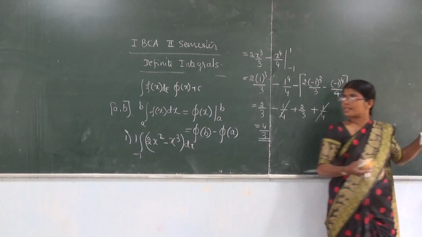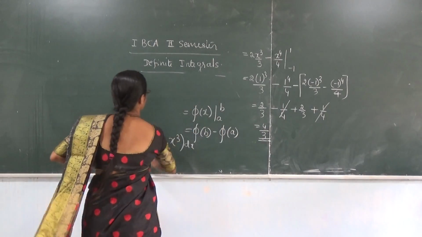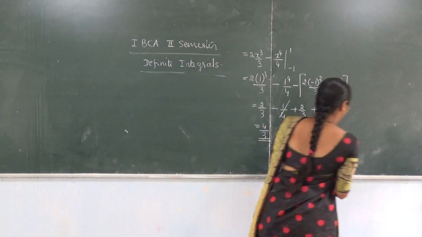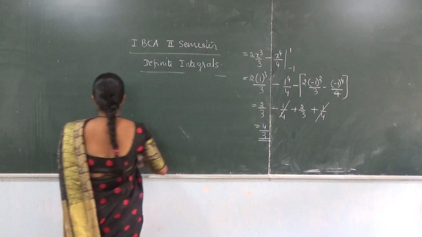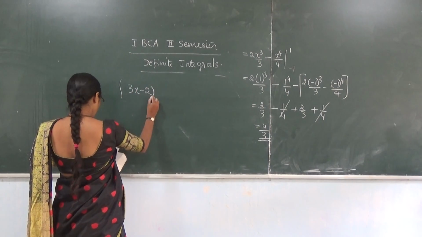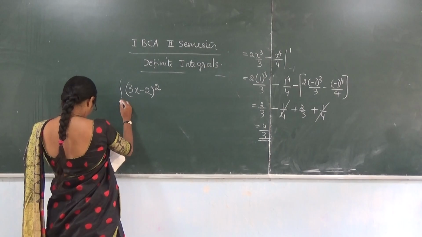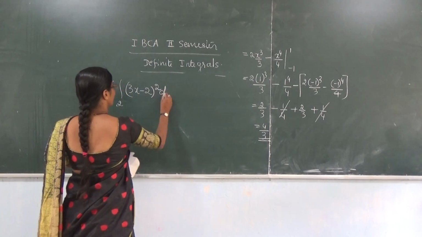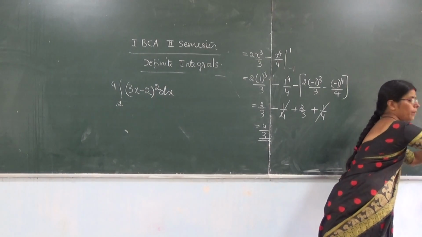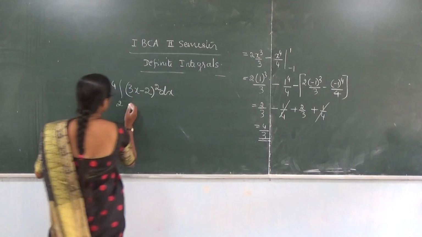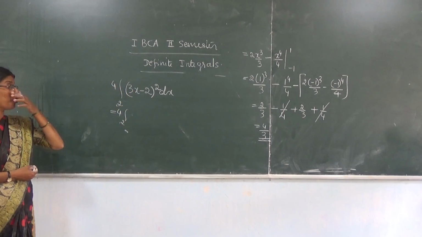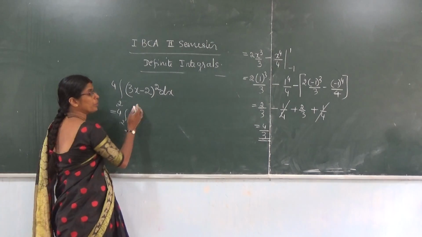Next problem is the integration of 3x minus 2 whole square from 2 to 4. Here you can't find the integral directly because we have a binomial square. So you have to expand first.